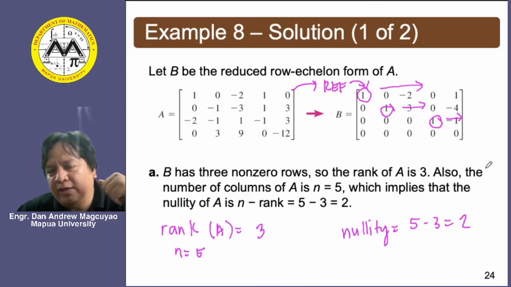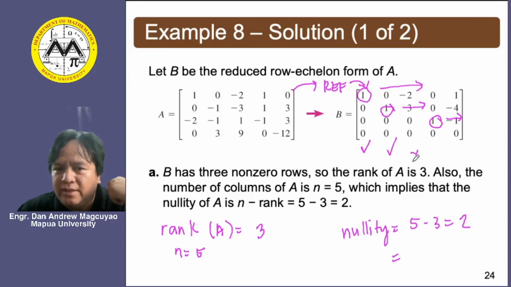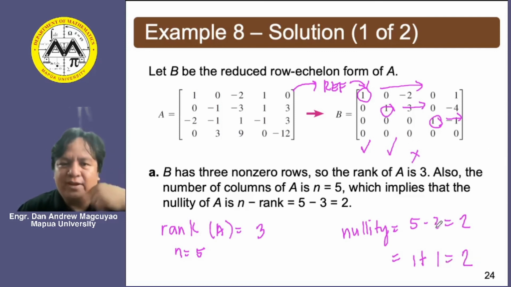Now we can also determine the nullity by counting the number of columns that do not have a leading one. This column has a leading one. This column has a leading one. This does not have a leading one. This has a leading one, and for this last column, no leading one. So the nullity is 2. That's how we find nullity. We count the number of columns that do not contain a leading one.